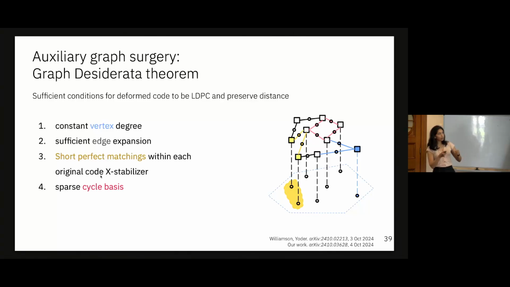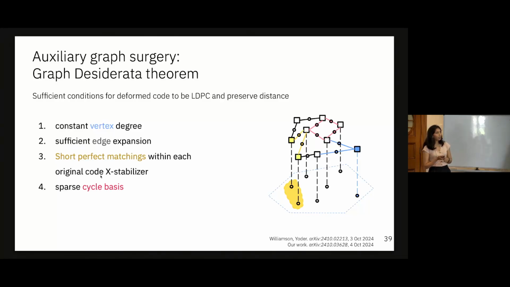We also want the new cycles created in this code, which are just automatically created when you add edges. Any sort of redundancy means that you need to gauge fix it, and you do that by adding X stabilizers. So we want these cycles to also not be too long, and we don't want one qubit to be involved in too many cycles. So anyway, this is what we call our checklist, which is the graph desiderata theorem. These are all the properties the graph needs to satisfy.